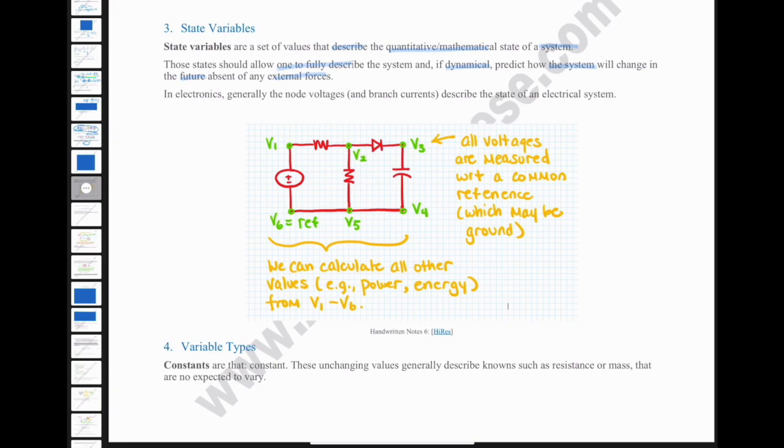So for example, for a circuit like this, generally we consider the state to be the set of voltages. But we could also ask questions about the currents or the power being consumed by certain elements. Why aren't those part of the state? Because the voltages are the minimal set of values that we need to calculate the others relatively easily. Once we have the voltages, we have closed form solutions that allow us to generate the others. So in electronics, generally the node voltages or branch currents describe the state of an electrical system.